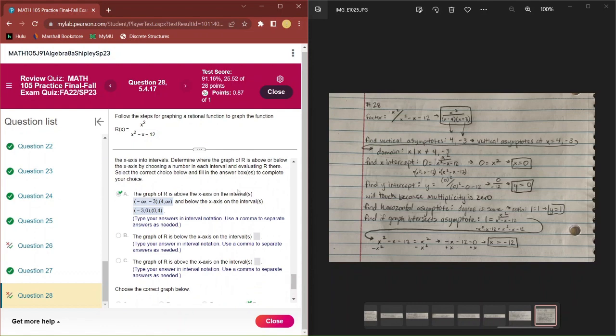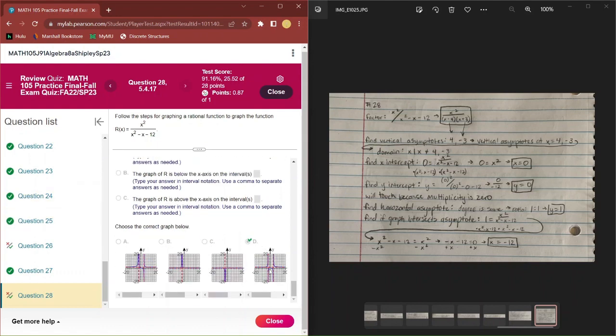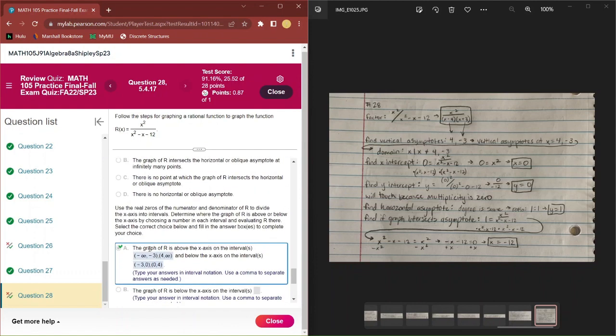And then here, the graph of r is above the x-axis. So from here, you should be able to graph. You should be able to know what the graph looks like. So that's why I do this one and then this, because you can just tell. So the graph is above the x-axis.